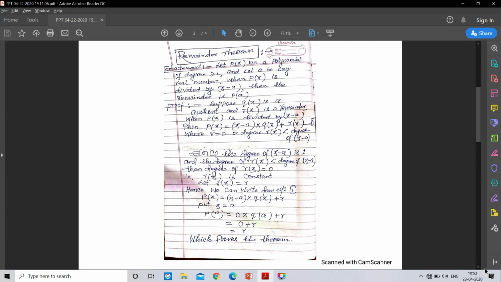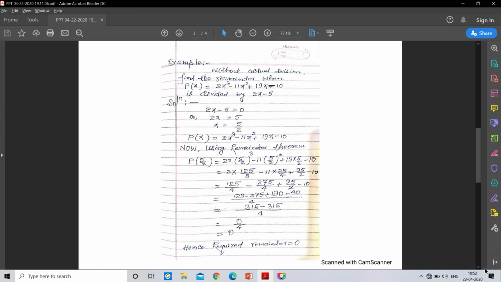Since the degree of x minus a is 1 and the degree of r(x) is less than the degree of x minus a, then the degree of r(x) is equal to 0. That is, r(x) is constant. Let r(x) is equal to r. Hence, we can write from equation 1, p(x) is equal to (x minus a) into q(x) plus r. Put x is equal to a: p(a) is equal to 0 into q(a) plus r, which is equal to 0 plus r, which is equal to r, which proves the theorem.